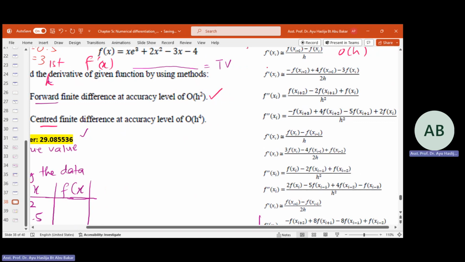Now this f prime, higher level, plus h. You see the plus sign. So this one is forward at O(h^4), level 4. This is the equation that we need to use for A.